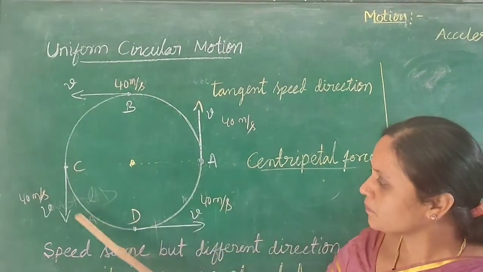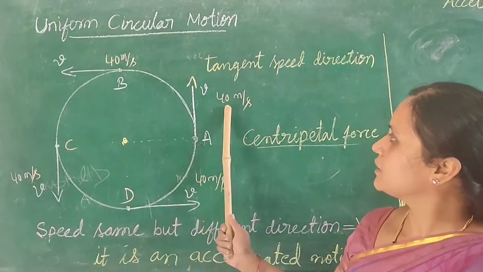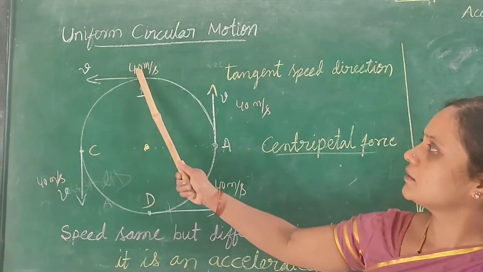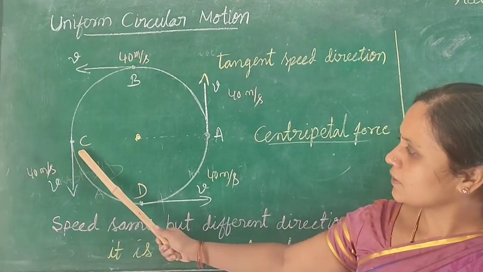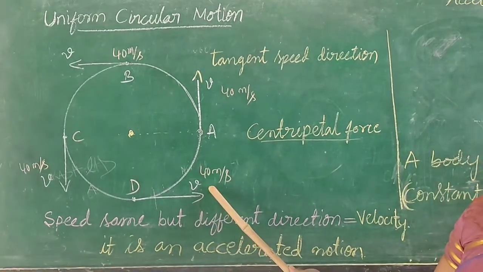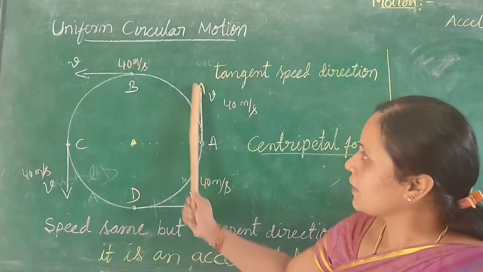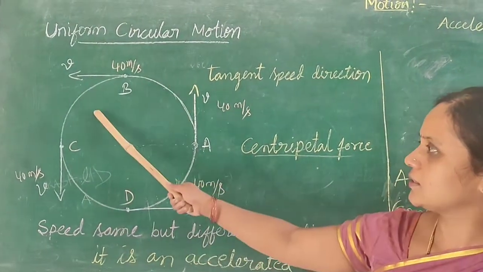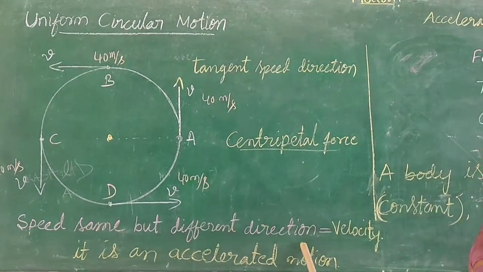But what happens here? The speed remains the same. At point A, the speed will be 40 meter per second. At point B also 40 meter per second. C also 40 meter per second. At D also the velocity of that object is 40 meter per second. But the direction will what? The direction will change. So here the speed is the same but the direction is different.